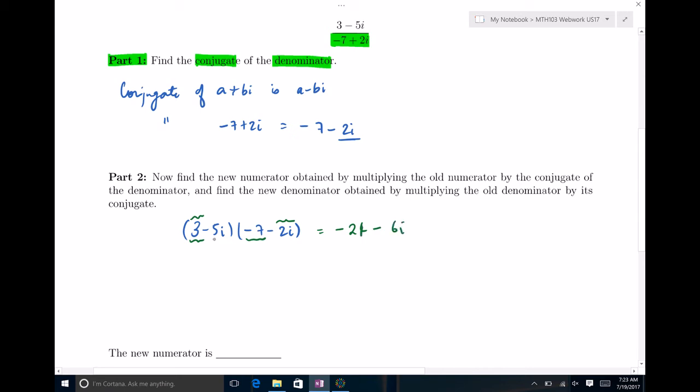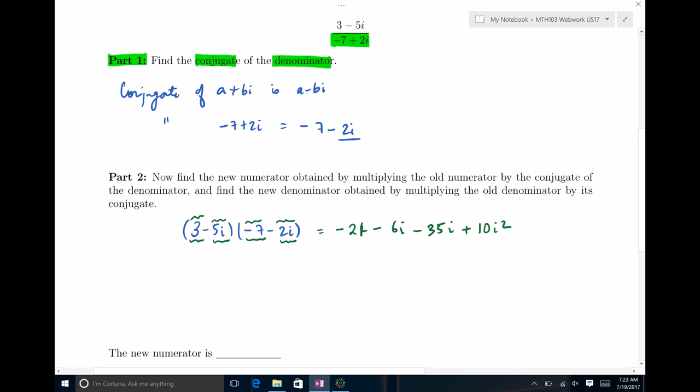And then multiply the inner terms. So that's negative 5i times negative 7, which gives me negative 35i. And lastly, I multiply the last two terms. That's negative 5i times negative 2i. Two negatives make a positive, so I get 10i squared.